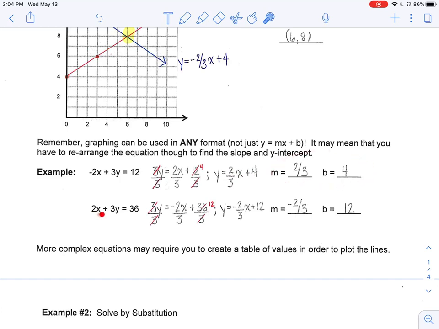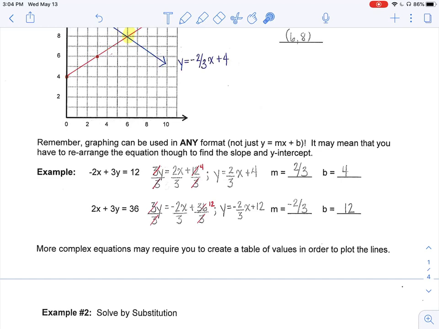Another example would be 2x plus 3y is equal to 36. Again, how do we get y by itself in order to identify the slope and y-intercept? Well, we isolate the term with the y, which is positive 3y. Everything else goes on the other side of the equation. The signs change if needed, and then divide everything by a factor of 3. Then we have our new equation: y equals negative 2/3 x plus 12.